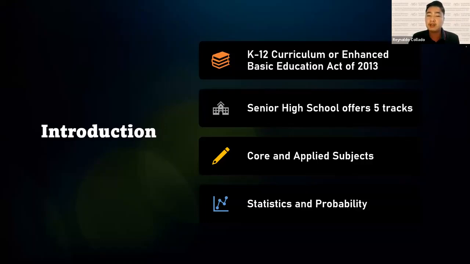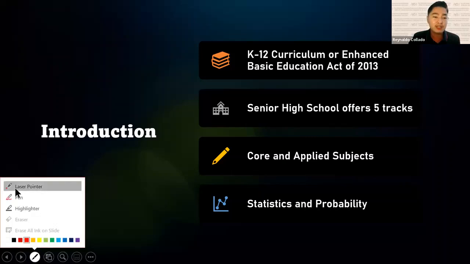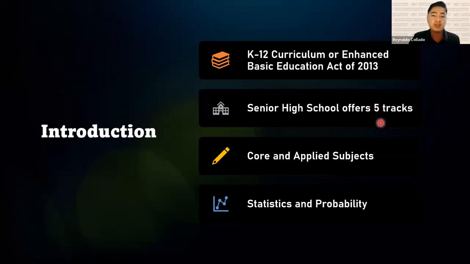First is the offering of the senior high school level, which offered 5 tracks in all. These 5 tracks contain different subjects, but we have 3 types of subjects in senior high school. First is the core subjects, second, applied subjects, and finally, we also have the specialized subjects intended for the specialization of each of the 5 tracks mentioned earlier. Now, among these core subjects is the subject statistics and probability.